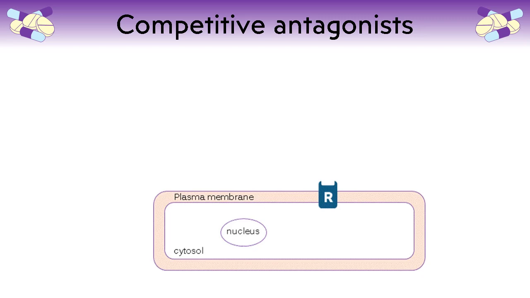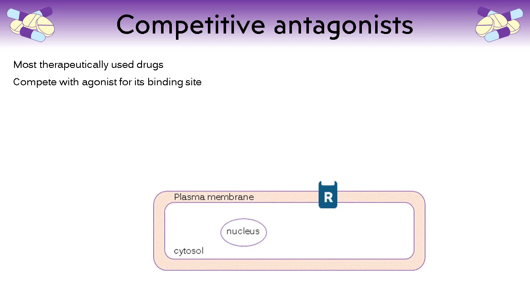So, antagonists have no effect by themselves, but they prevent other ligands from binding. Most clinically used drugs act as antagonists. In fact, most are competitive antagonists, meaning that they compete with the endogenous agonist for its binding site. To illustrate how they work, we have a cell here with a receptor on its surface.